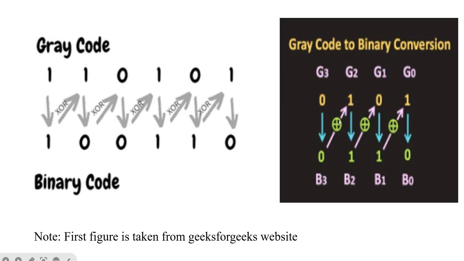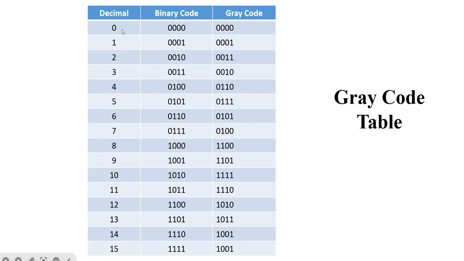So here you have another figure. You can go through this also. This is the gray code table. This is there in the binary to gray program also. I have put it there also. You can refer there also.